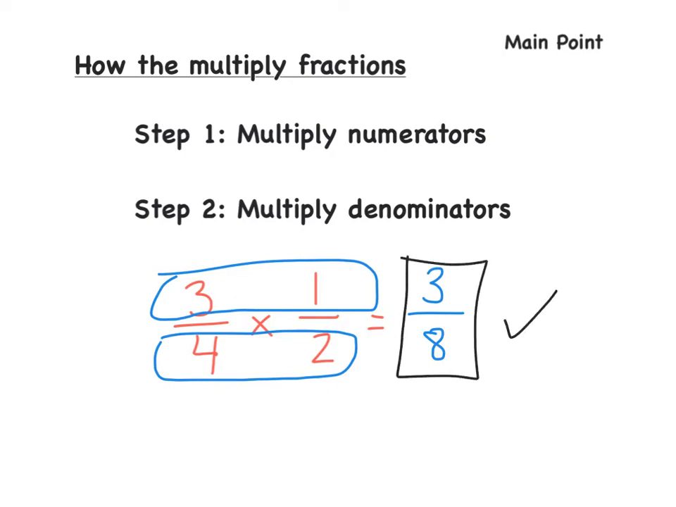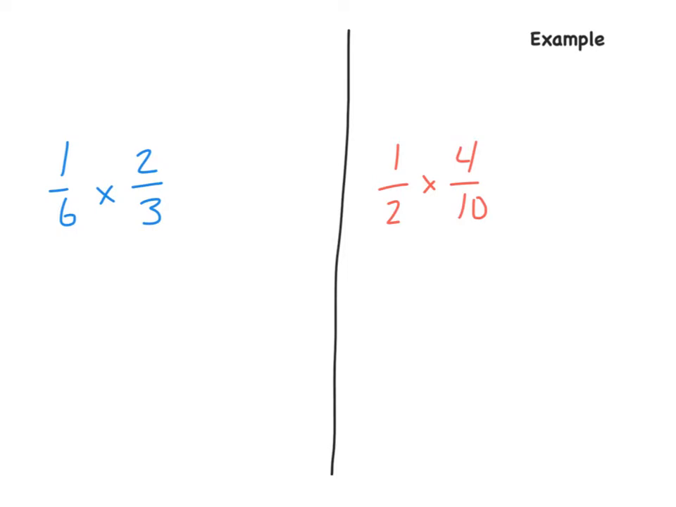It's that easy. So I'm going to do the one on the left first, and then you are going to attempt the one on the right. So remember, when you're multiplying fractions, multiply the numerators, then multiply the denominators. So we have 1/6 times 2/3. Multiply straight across. 1 times 2 is equal to 2. 6 times 3 is equal to 18.